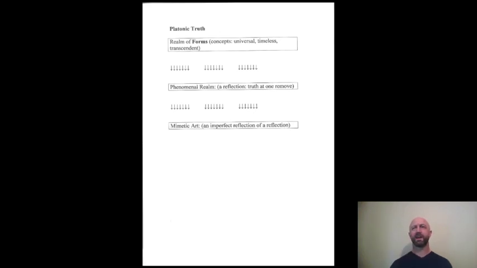What Plato would say is that the reason we're able to recognize them as chairs is that everything in this world, everything that we see around us, is an imperfect reflection of a realm of forms or concepts that are universal and timeless and transcendent, that never change. What we're seeing in the chair in front of us is an imperfect reflection of the perfect concept of chair. Now, Plato's not really interested in chairs. He's interested in ideas like beauty and truth and the morally good and so forth.